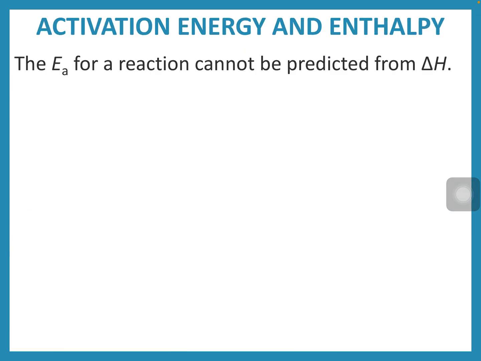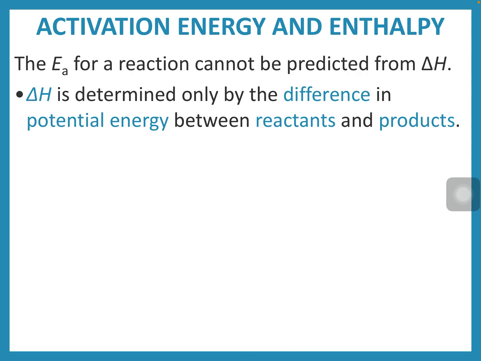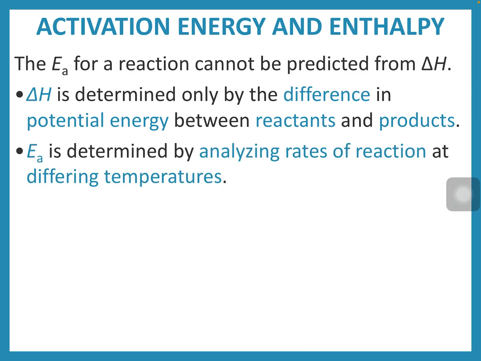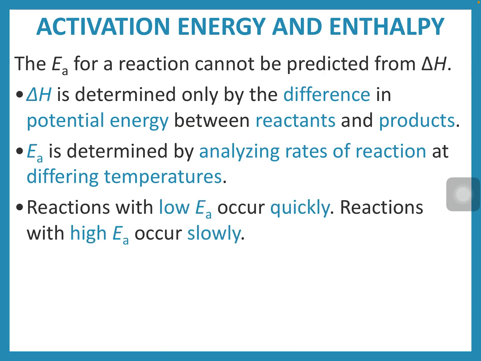So the activation energy for a reaction can't be predicted from delta H. The delta H value has nothing to do with the amount of energy required for the activation energy. The delta H is only the difference in potential energy of reactants and products. The activation energy we can determine by looking at rates of reaction at different temperatures. So the activation energy can be different at different temperatures.